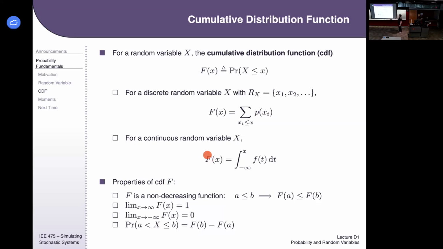So for one, capital F is a non-decreasing function. So if A is less than B, then F of A is always less than or equal to F of B. The limit as x goes to infinity is always equal to 1. Can anybody see, if anybody's paying attention, why is this the case? Why is the limit of a cumulative distribution function as x goes to infinity always equal to 1? Take a second to think about that. What do we know about probability, where 1 comes up a lot as well?